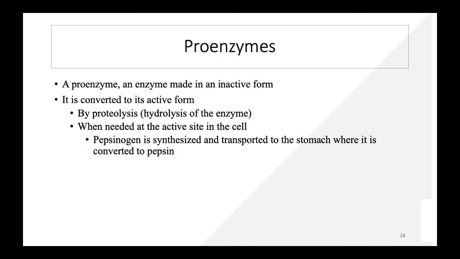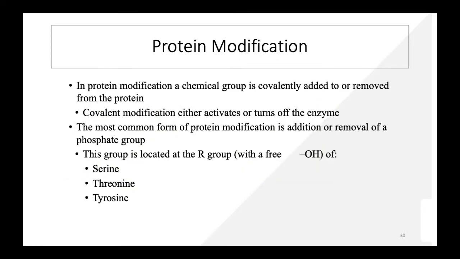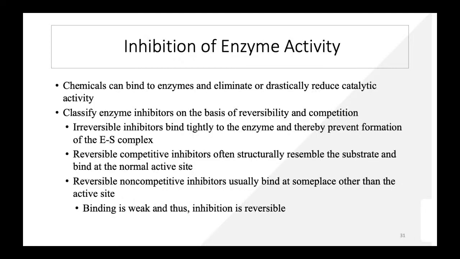Then we discussed proenzymes, which are in an inactive form and become active in the presence of cells by proteolysis or hydrolysis of the enzyme. Some examples we discussed are in the digestive tract. Then we discussed protein modifications, and the new topic we started today is the inhibition of enzyme activity.